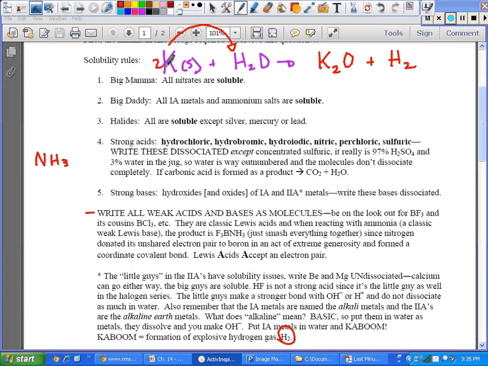So NH3 is a weak base. We have acetic acid or even HF. That's also a weak acid. Be on the lookout for BF3 and its cousins, BCl3. They are classic Lewis acids. So make sure you notice BCl3, BF3.